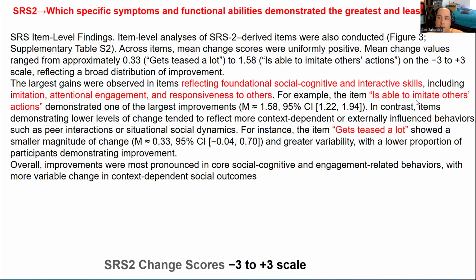So for instance, is able to imitate, right? One of the largest improvements, mean value 1.58, where we said the maximum would be 3 in this case. The ATEC, the maximum would be 1. CSBT maximum would also be 3.